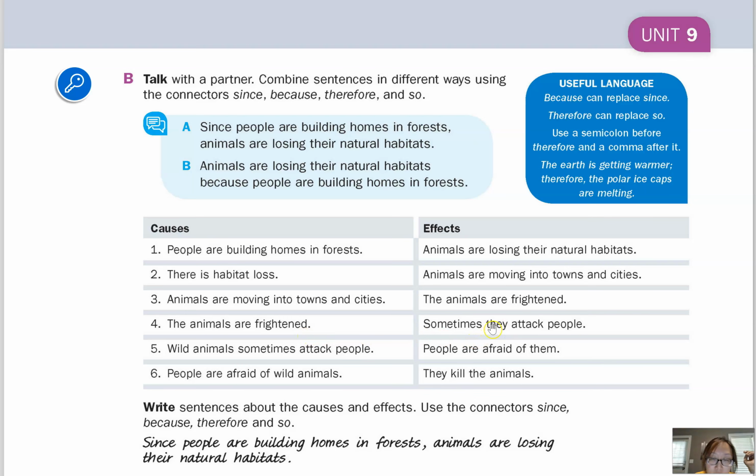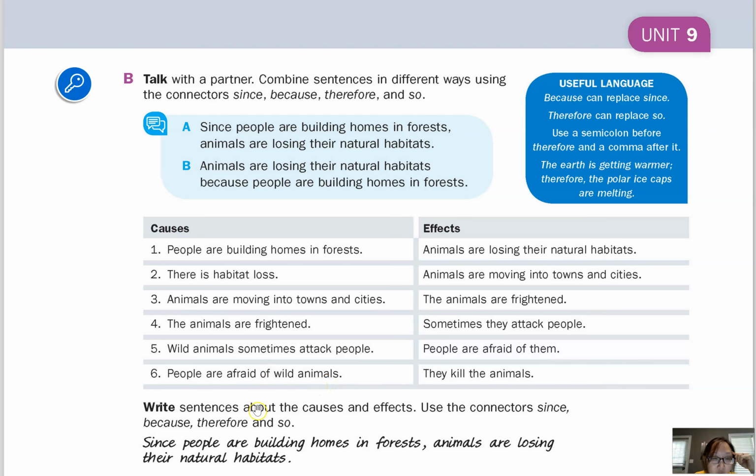Okay, so if we put the effects clause first, of course you want to use the actual noun, the common noun, instead of the pronoun. And then you can use the pronoun in the cause clause if it's at the end. So again, sometimes animals attack people because they are frightened. Okay? And same thing here. People are afraid of wild animals because they sometimes attack people. Okay? And then here too, we can say people kill the animals because or since they are afraid of them. Okay?